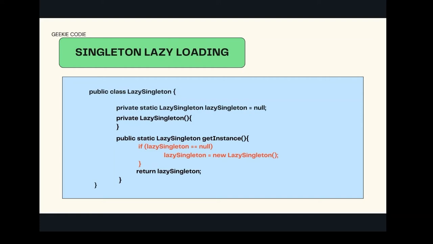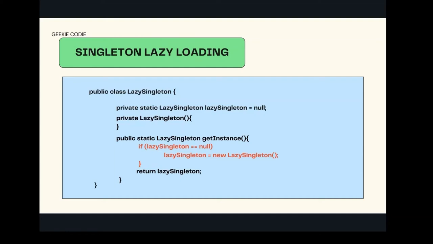So in order to make the class lazy loading, what we have done is make the instance variable null. We are not instantiating it at the start, and whenever someone calls this getInstance method, we first check whether the class variable is already instantiated, that is, not null. If the instance variable is null, then only we create a new object and return the same variable.